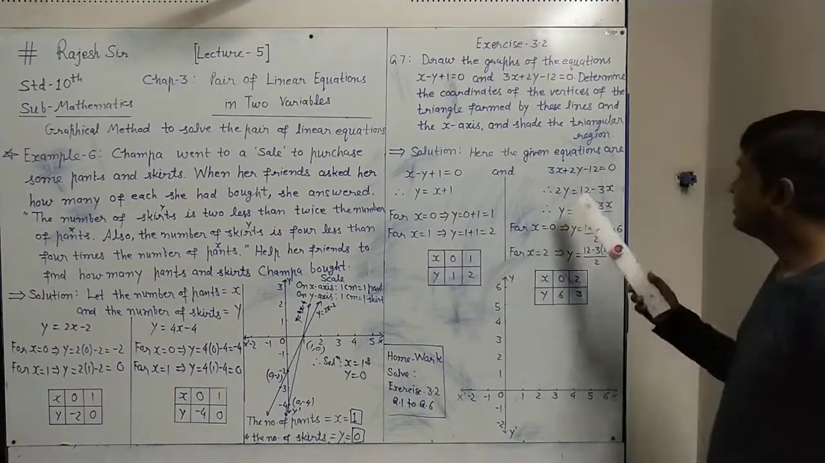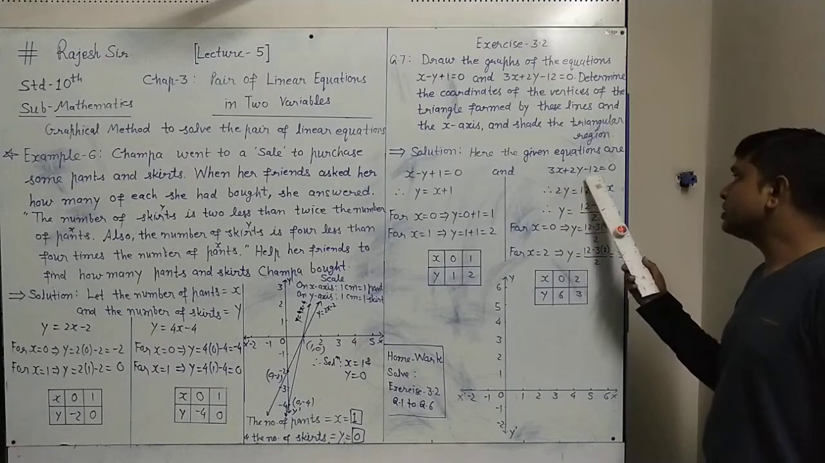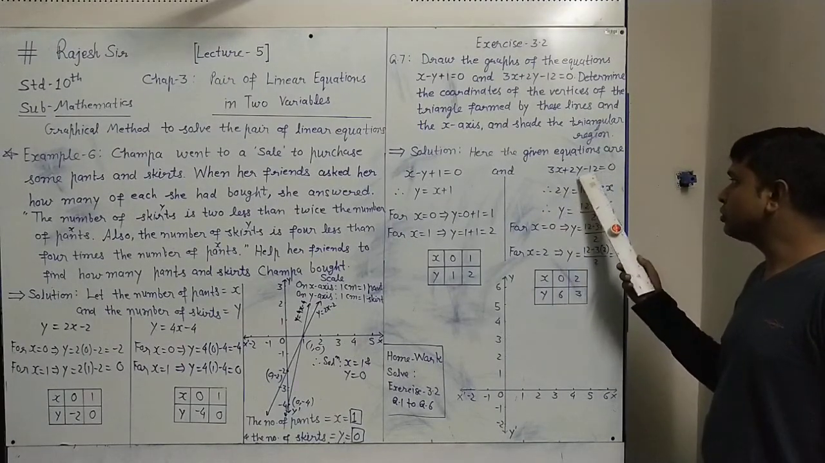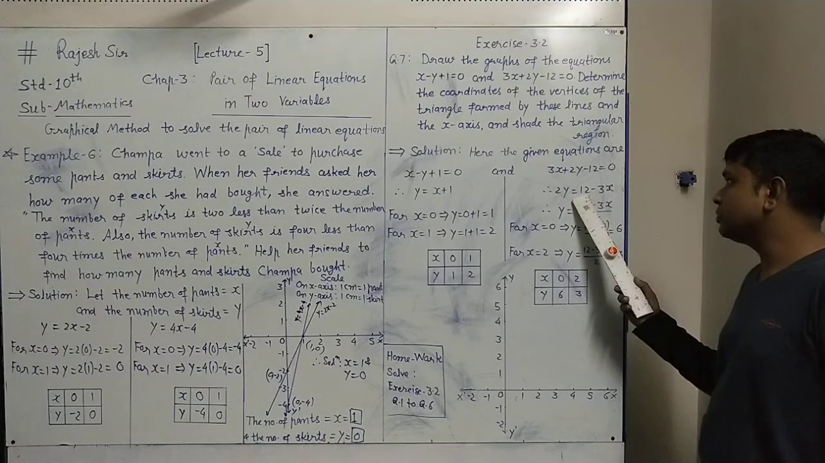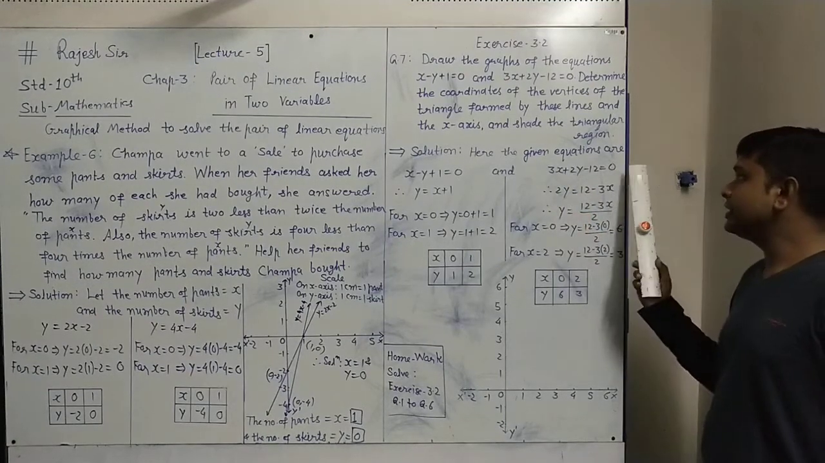Similarly on this side, 3x plus 2y minus 12 equals 0 can be written as 2y equals minus 12 moved to the right side becomes plus 12, and 3x on the right side becomes minus 3x.